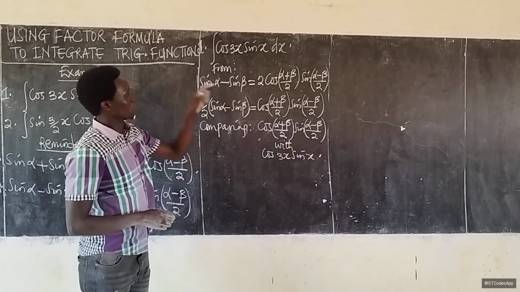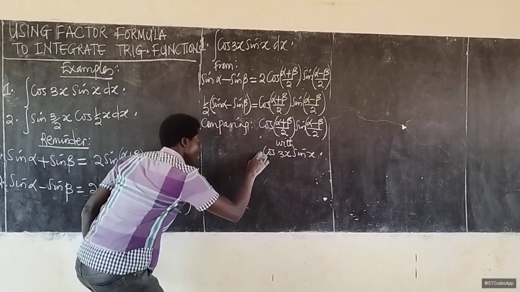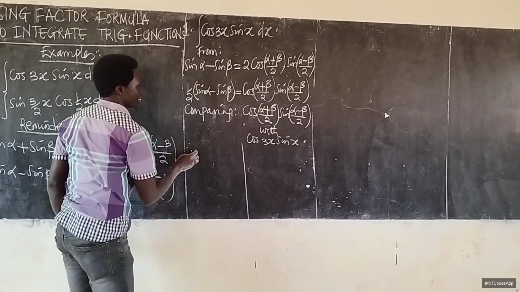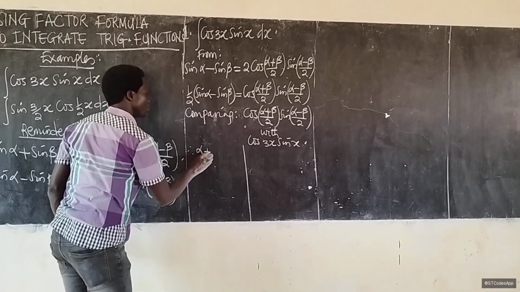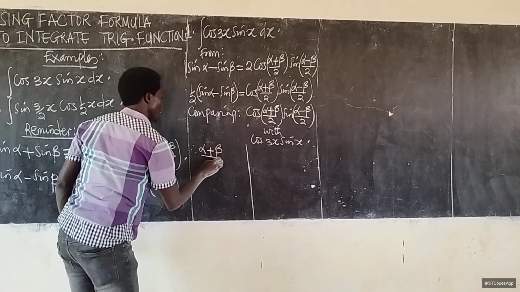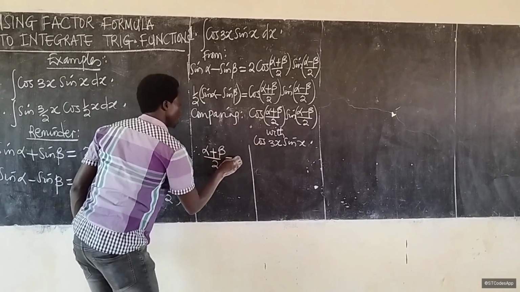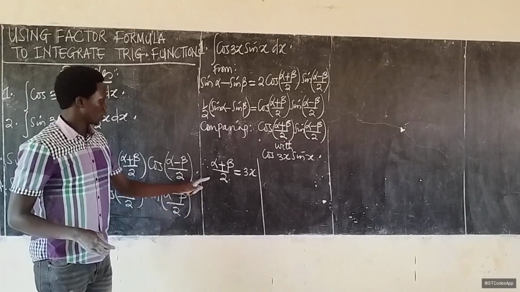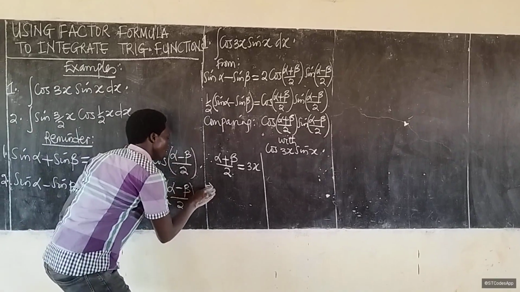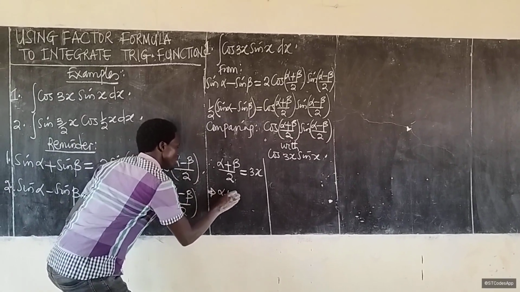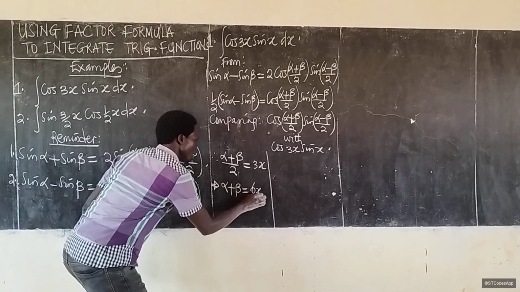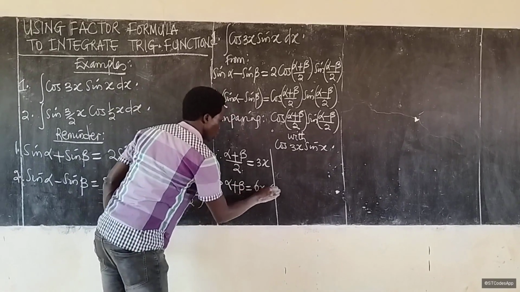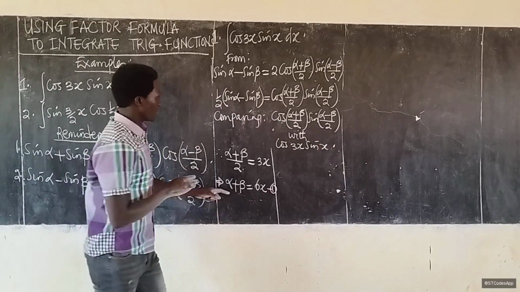We are comparing the 2. So this implies that I will have (alpha plus beta) out of 2 being equal to 3x. When I multiply both sides by 2, I will have that alpha plus beta is equal to 6x. Call this equation 1.